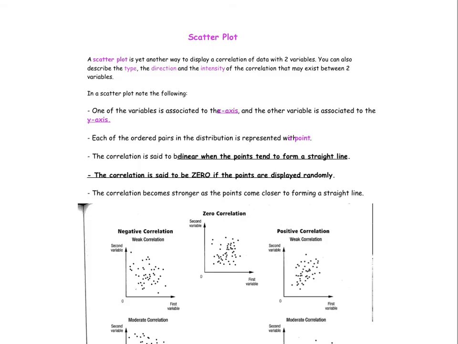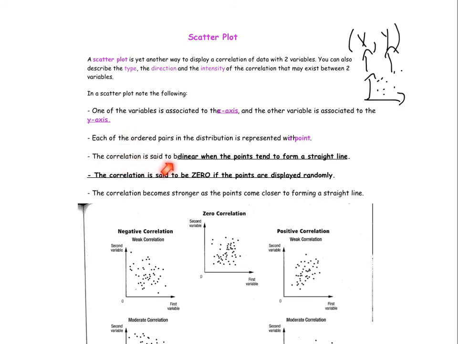Another way to display a correlation of 2 variables is using a scatter plot. Basically, what a scatter plot is, we take our points. When we have 2 variables like we saw last time, we always have an X and a Y, and we're going to graph those. One variable is always associated with the X, another variable is associated with the Y. So you're going to graph them, and for each point, you put a dot. So you're going to get a bunch of points. And then we look at how the points are lining up, and it can tell us the type of correlation that we get. So the information is given here.